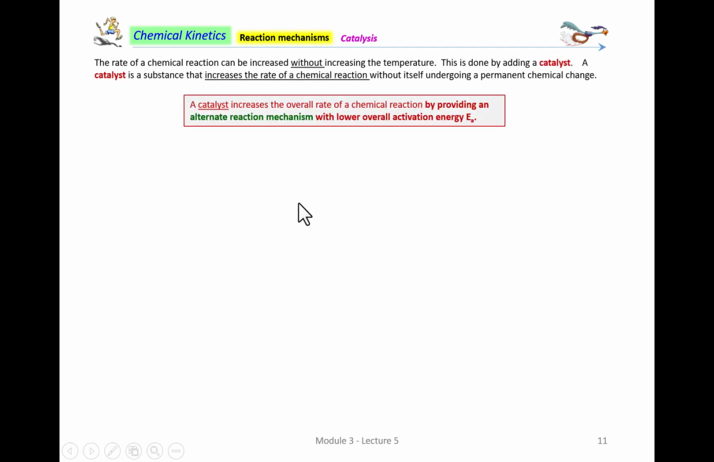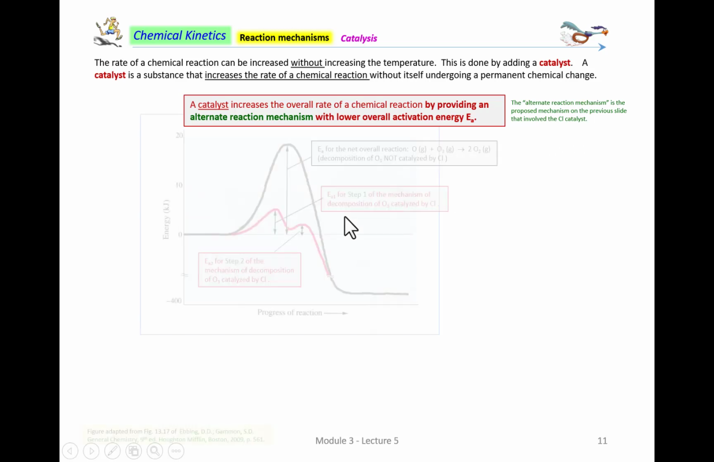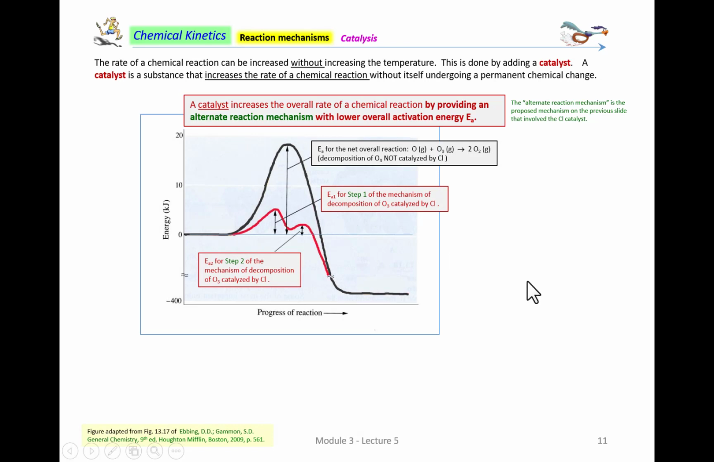Now remember, a catalyst increases the overall rate of a chemical reaction. It does this by providing an alternate reaction mechanism with lower overall activation energy. The alternate reaction mechanism is the proposed mechanism on the previous slide that involved the chlorine catalyst. So here's an energy diagram that would describe both the uncatalyzed and the catalyzed reactions. Let's look at the black line here.